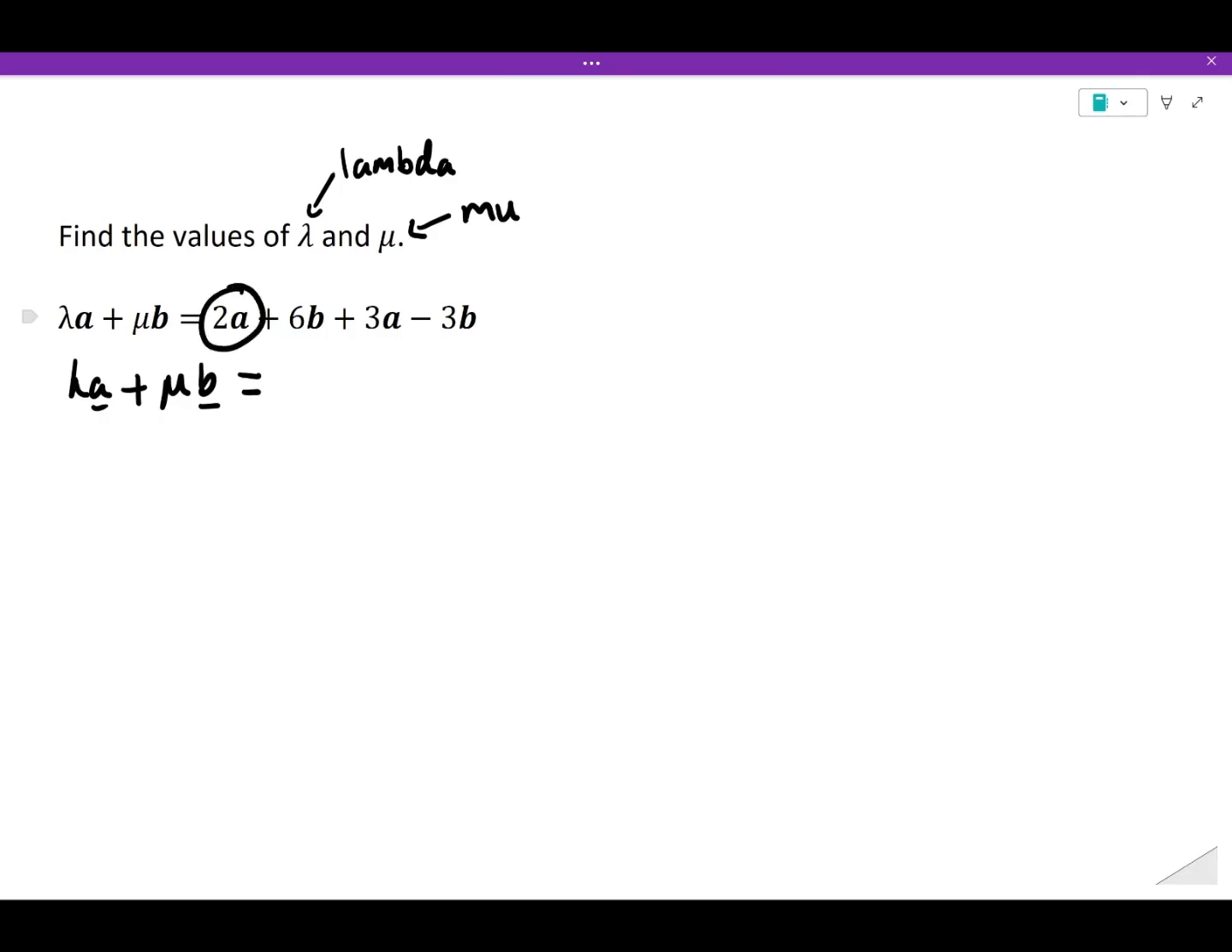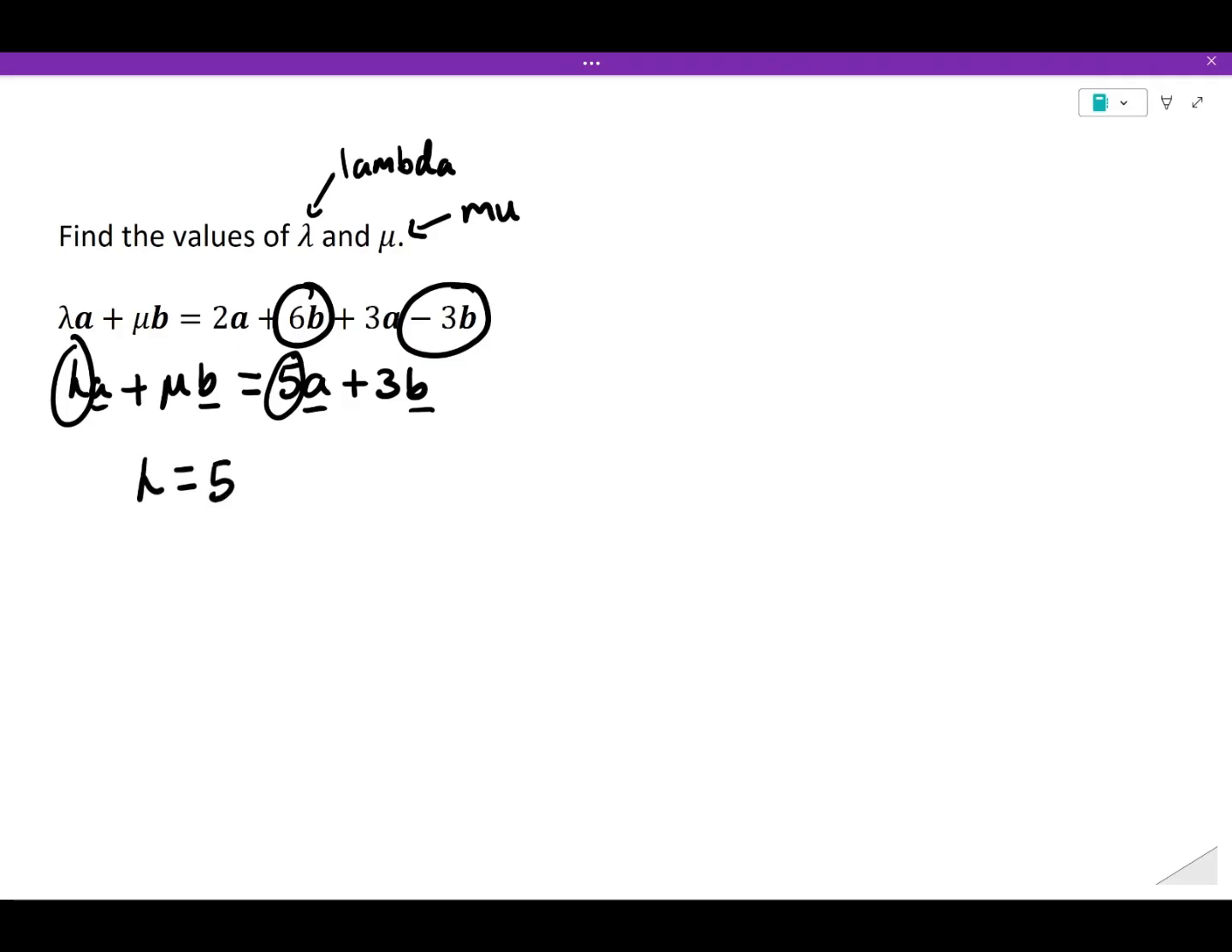and we've got 2A plus 3A, so that's going to be 5A. And then we've also got the 6B, take away 3B, so that is going to give me positive 3B left over. Now that we've written it in this format, we can equate coefficients. The amount of A on the left-hand side should be equal to the amount of A on the right-hand side. So I've got lambda A on this side, and I've got 5A on this side. Therefore, lambda is equal to 5.